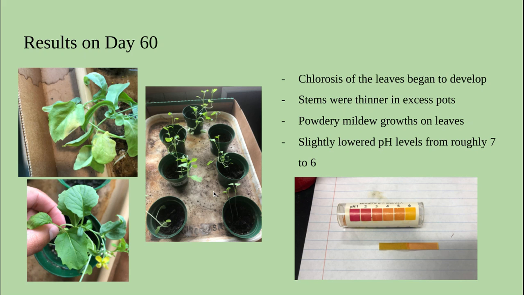And to the right of that, we can see the control group furthest away from the camera, which has very full, healthy growth, while the 20 times the ideal amount plants have very thin, frail stems, and only two of the seeds were germinating. I also saw a slight lowering of the pH levels from roughly 7 to 6.